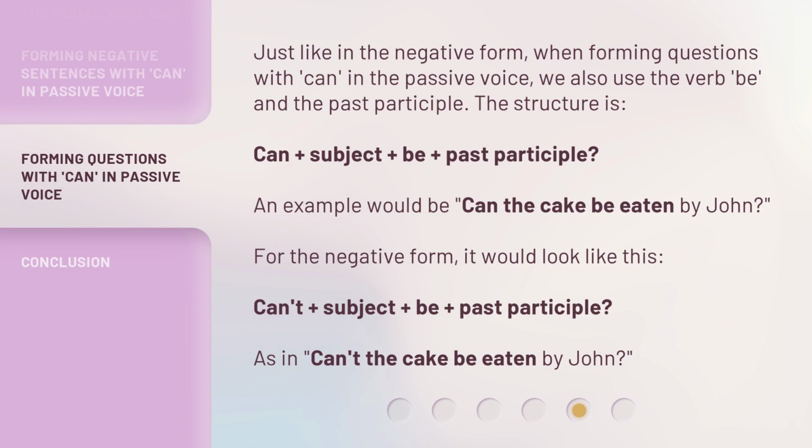Just like in the negative form, when forming questions with can in the passive voice, we also use the verb be and the past participle. The structure is can plus subject plus be plus past participle. An example would be, "Can the cake be eaten by John?" For the negative form, it would look like this: can't plus subject plus be plus past participle, as in, "Can't the cake be eaten by John?"